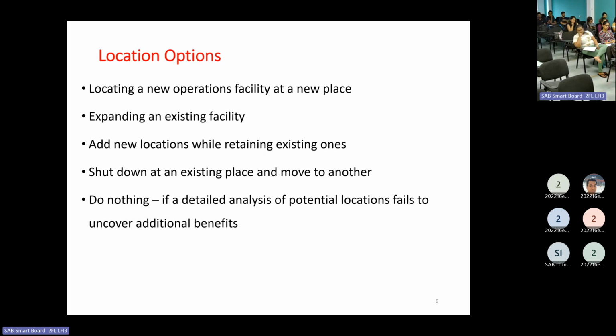That is, do nothing, especially if, through a detailed location analysis, they are unable to identify any major improvements with location changes. If a detailed analysis of potential locations fails to uncover additional benefit, they might decide to operate from the same place without changing. So that is the do nothing option. Likewise, there are a few situations where location decisions must be made.